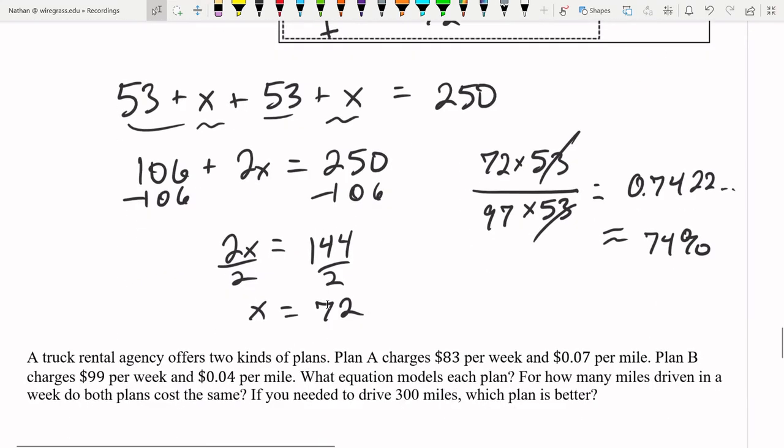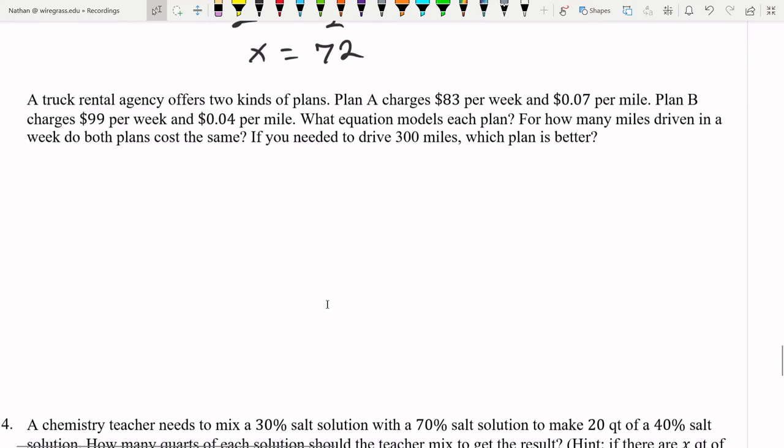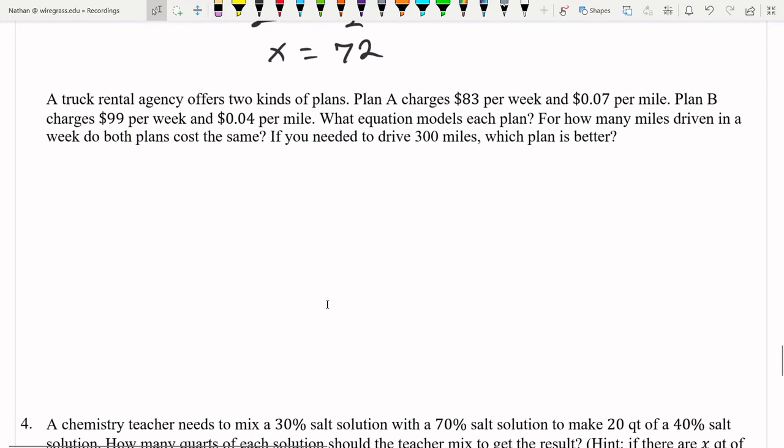Okay, the next one we have is a truck rental agency. Two different plans for renting a truck. One has a lower starting cost of $83 per week, and then a higher per mile cost. The other one is vice versa, higher starting but a lower per mile. So, what are the equations that model each plan? How many miles driven in a week do both plans cost the same? And then, if you need to drive 300 miles, which plan should you actually use?